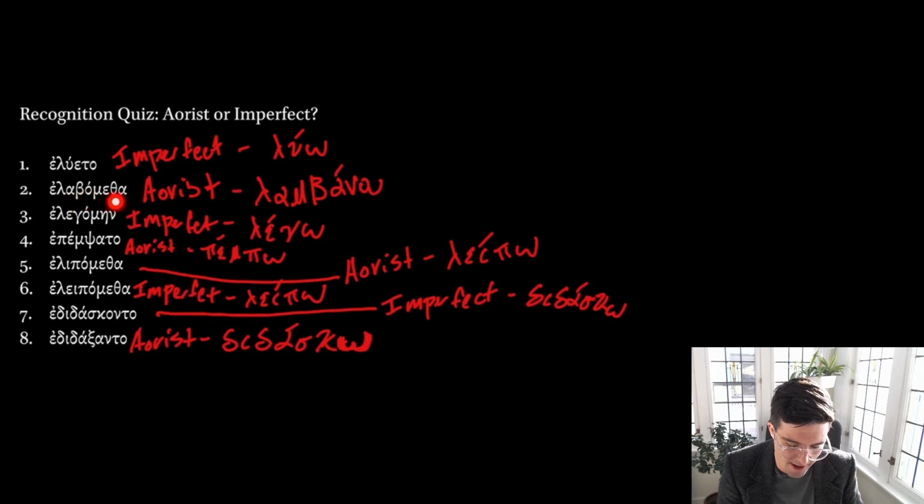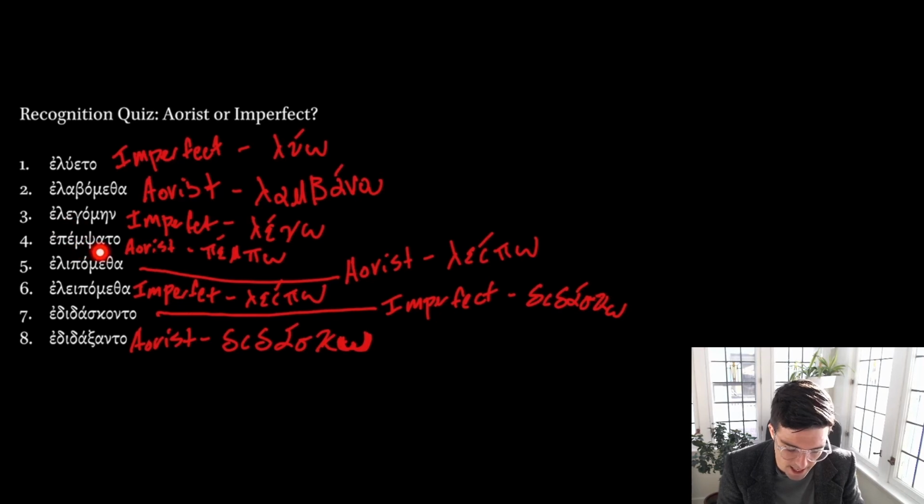Elobometha is going to be aorist from lambano. This is a second aorist. The lamb has been changed to a lab. We've lost that mu in there. And this is going to be first person plural. Elegamen is imperfect from lego. Notice this leg is still there, built on the present tense stem.